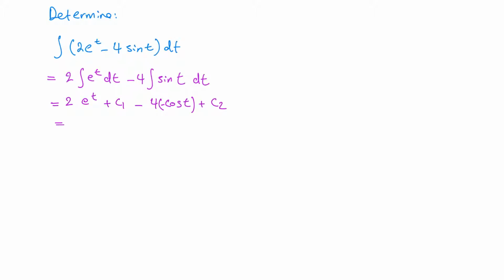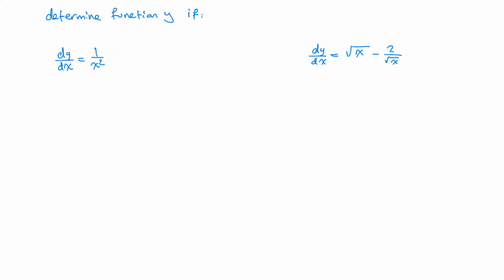And finally I will write this as 2e^t. I want to combine all the constants, so then I get negative times a negative, which is positive 4 cos t, and I will just leave the final answer with 1c, and I get 2e^t plus 4 cos t plus c.